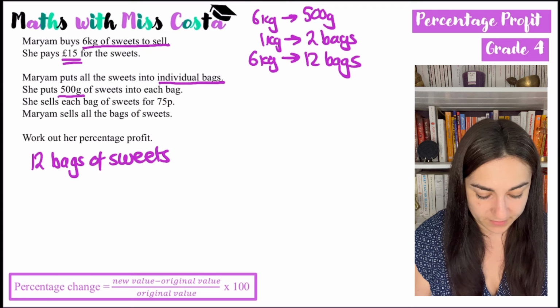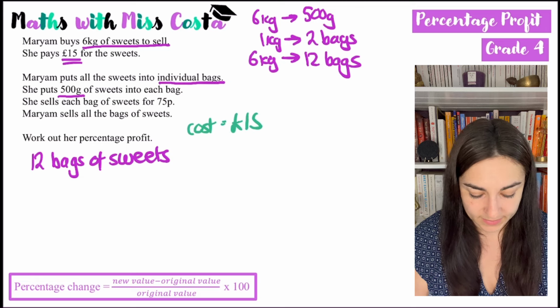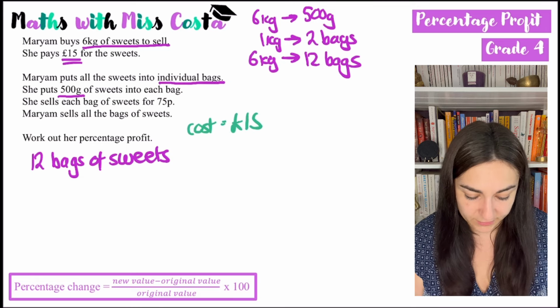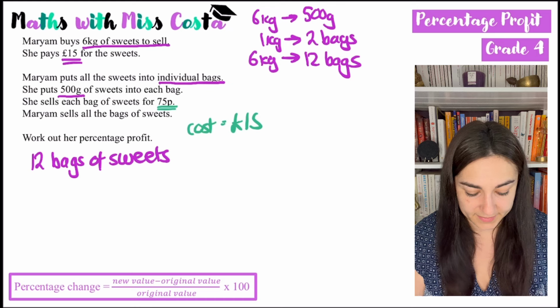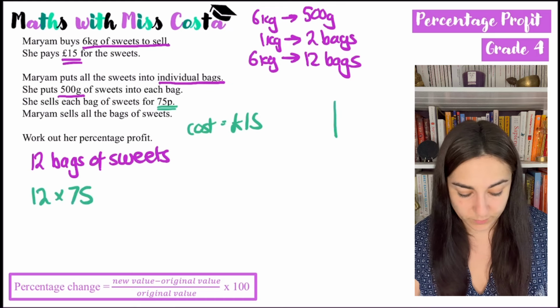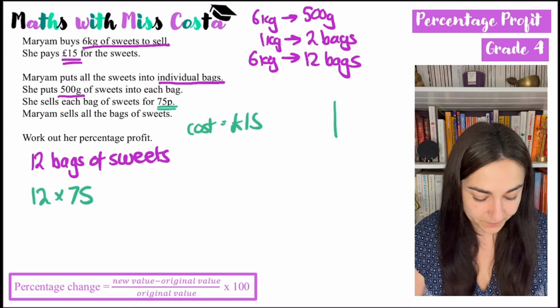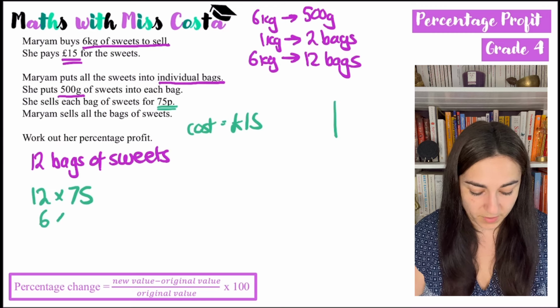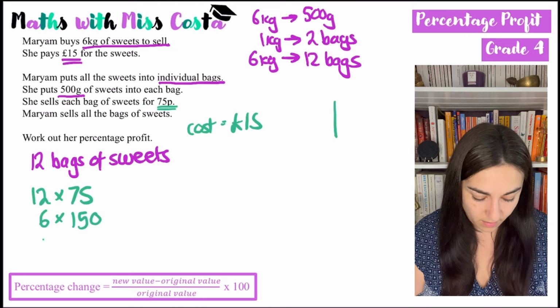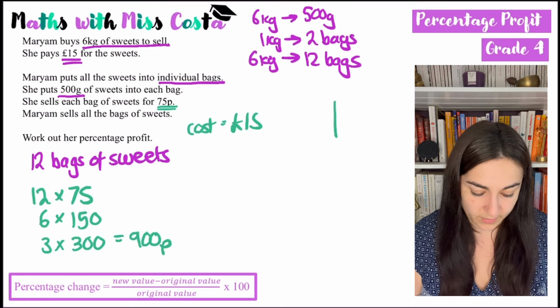Now she's paid £15 for them, so the cost is £15. And she sells each bag of sweets for 75 pence. So I'm going to have to do 12 times 75. You can do this whichever way you want. Actually, we could do it a doubling and halving way. So let's half one part of the calculation, double the other. So 6 times 150. Do that again. Half one, double the other. 3 times 300 is 900 pence or £9.